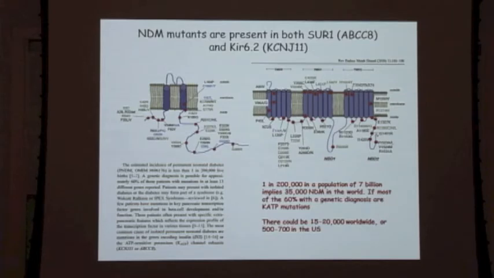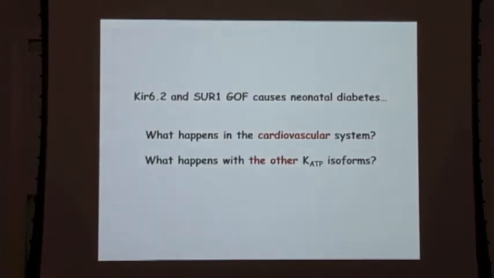I want to keep these numbers in mind because I'm going to tell you now about the other disease, and I'm going to argue that the incidence of that is probably about the same. So here's the question. We know that these two genes cause neonatal diabetes. What happens with the other KATP isoforms, which are predominant in the cardiovascular system? What disease do they cause?